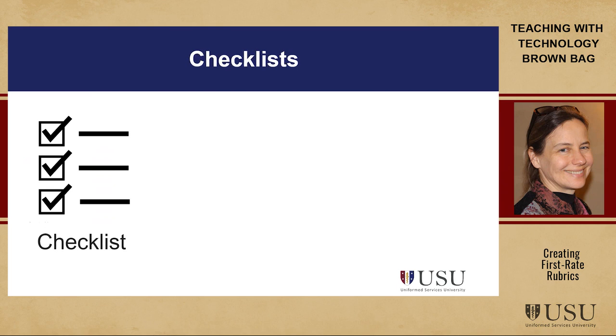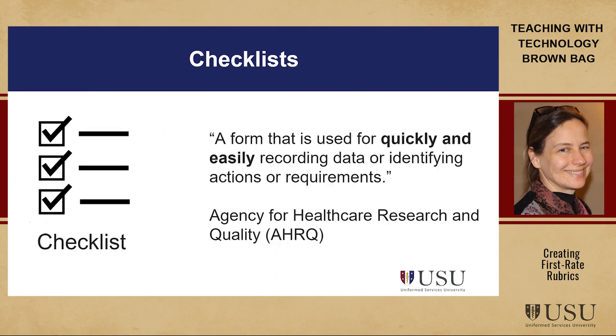Not everyone mentions checklist when they talk about rubrics, and certainly we're not talking about the kind of checklist you might use when you pack for vacation, but we got a definition from the Agency for Healthcare Research and Quality that we thought was useful in the educational context. They said that it's a form that is used for quickly and easily recording data or identifying actions or requirements. The advantages of a checklist are right there in that definition. It can be quick and easy to design, and it can be quick and easy to use. However, the disadvantages, because of that, you don't have as much detail in this information for you and for the student that you might want.